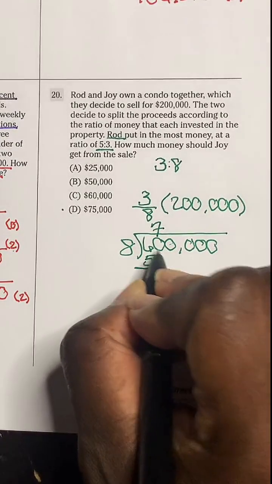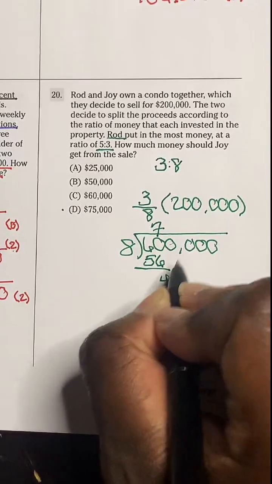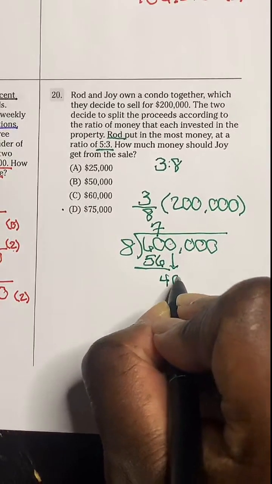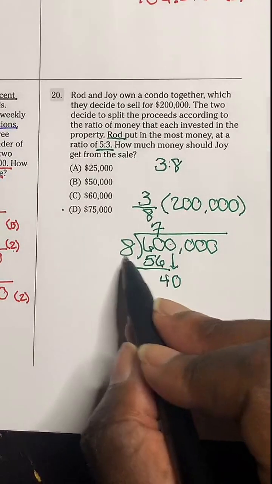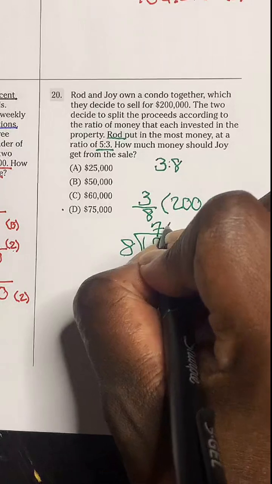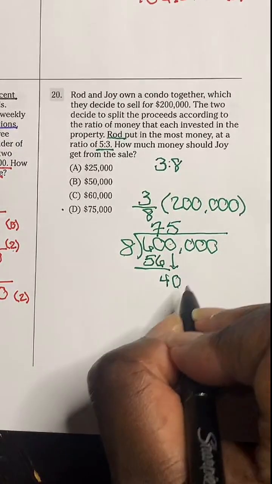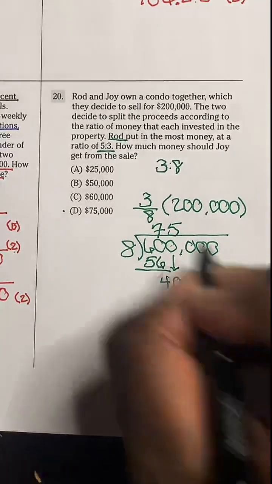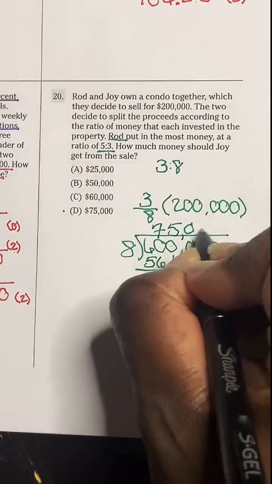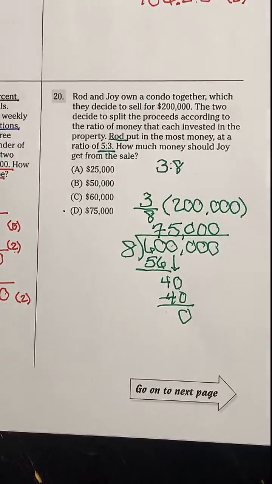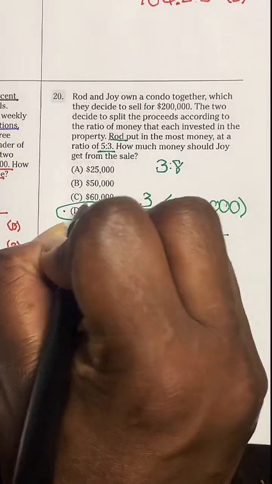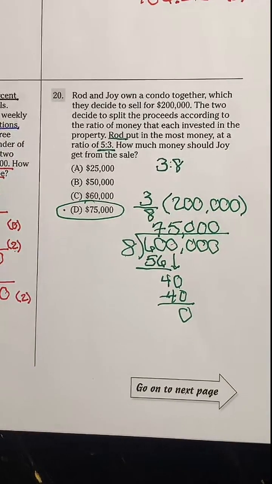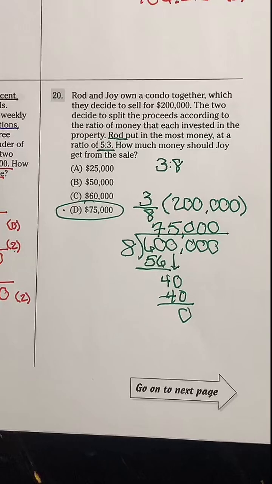All right, so 60 minus 56 gives me 4. Bring down that 0, we got 40. How many 8s can go into 40? Well, that will be 5. And that means the remainder is going to be straight zeros, so I can just put in my 1, 2, 3 zeros. So my answer is exactly going to be D.